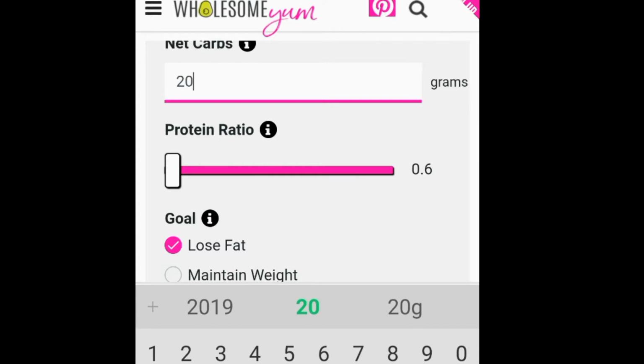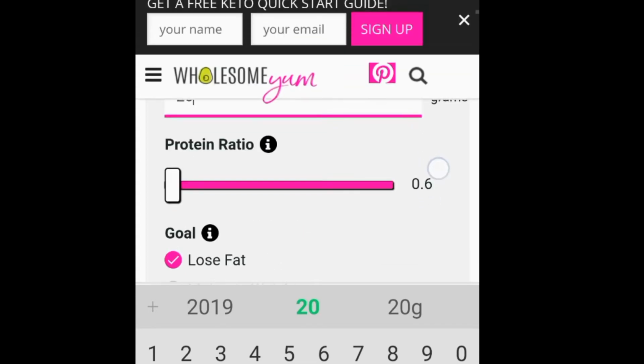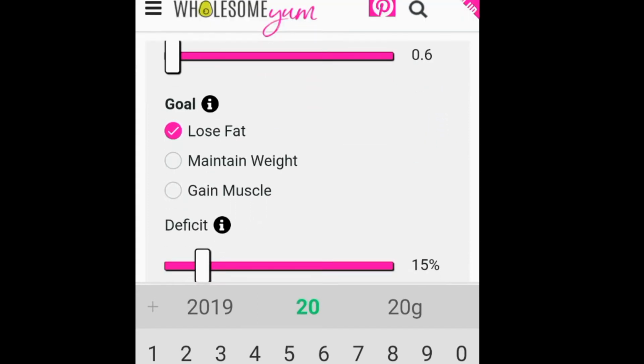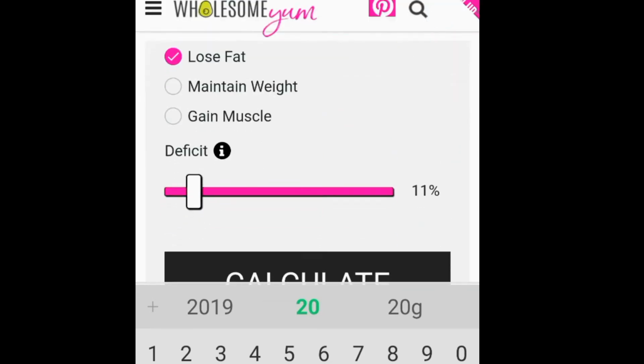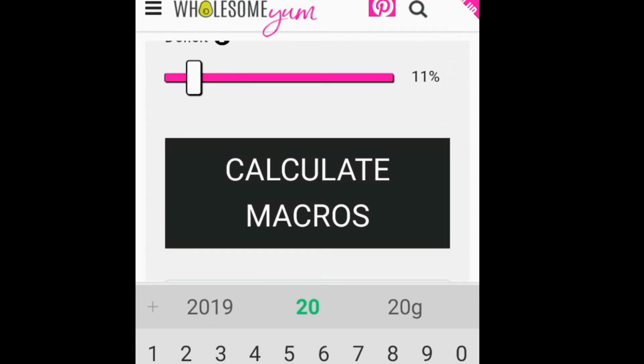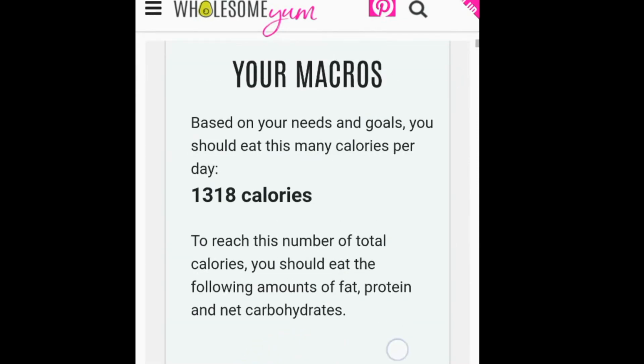It's up to you what you want to do with your protein ratio. I'm just going to keep it at what it's set at. And my goal is to lose fat. My deficit, do I want 15%? I might just go for about 10%, I think. Oops, well, 11%, that'll do. And then calculate macros. Easy as that.